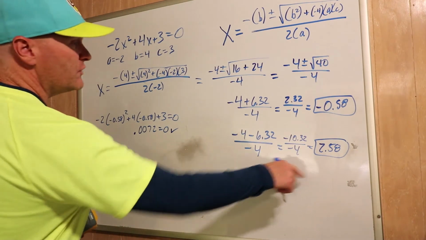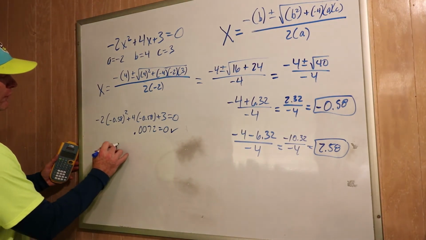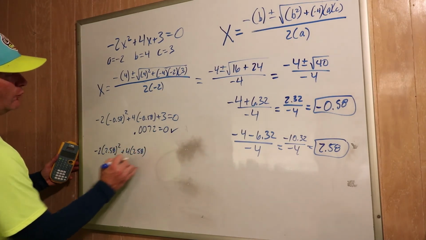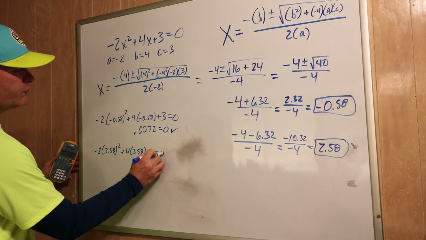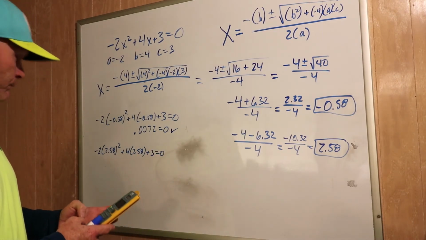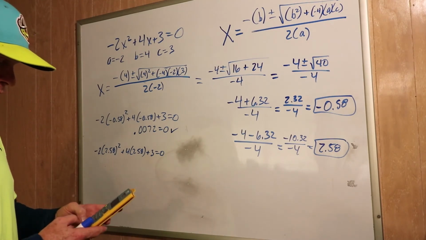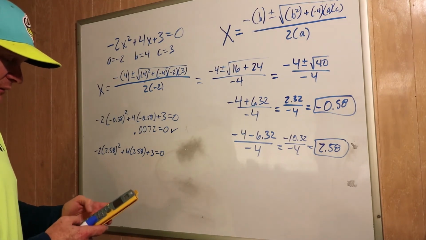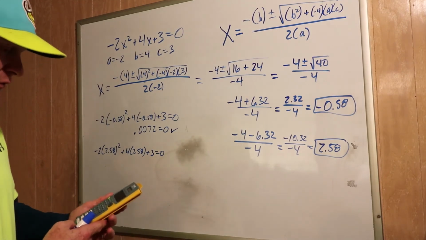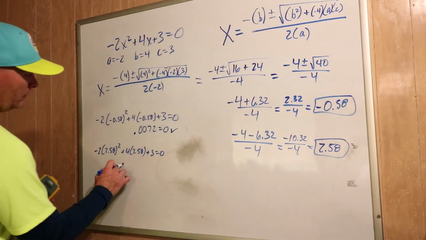And then I'm going to do the same thing with 2.58. So negative 2 times 2.58 squared plus 4 times 2.58 plus 3 should equal really close to 0. Let's see, negative 2 times 2.58 squared plus 4 times 2.58 plus 3 is the same thing, 0.0072. Okay, so that one also works out.